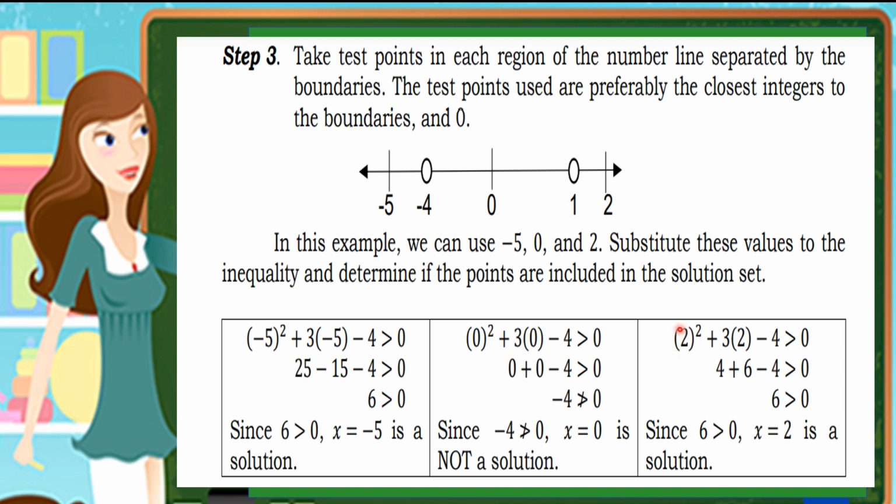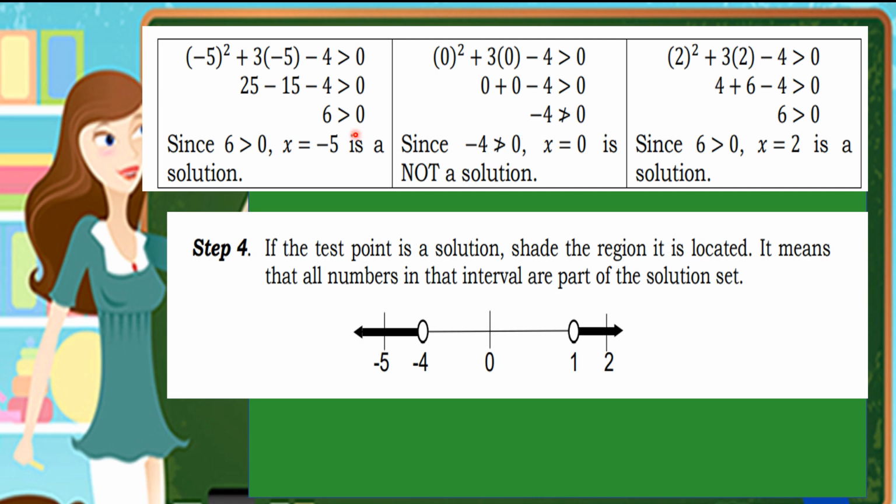And if the value of x naman ay 2, so isubstitute natin. So we have 2 squared plus 3 times 2 minus 4 greater than 0. Ang lalabas class ay 6 is greater than 0. And that is correct. That is true. So since this is true, x is equal to 2 is a solution set. So, itong table na nasa baba class, ito yung magagamit natin para i-shade yung portion na possible values of the given inequality. Okay, try natin.